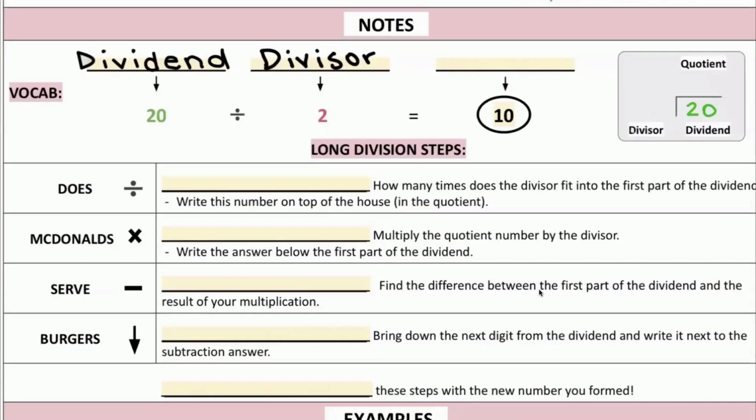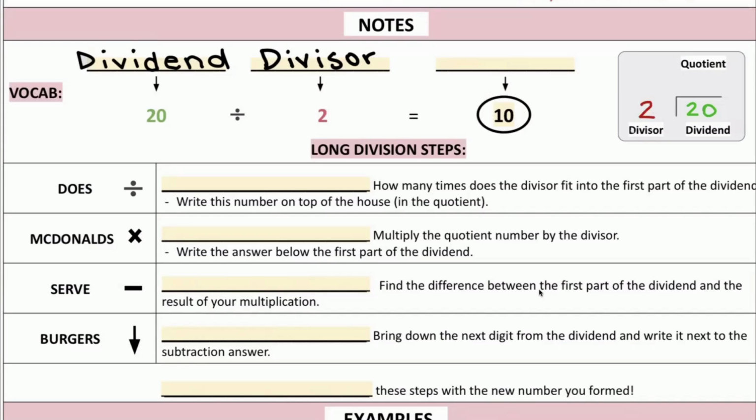Our second vocabulary word is divisor. The divisor is the second number in a division expression, and it's saying how many times you're going to split up the dividend. So in this case, we're splitting up 20 into 2. And the divisor goes on the outside of the house. So go ahead and write that 2 in the gray box under your notes.